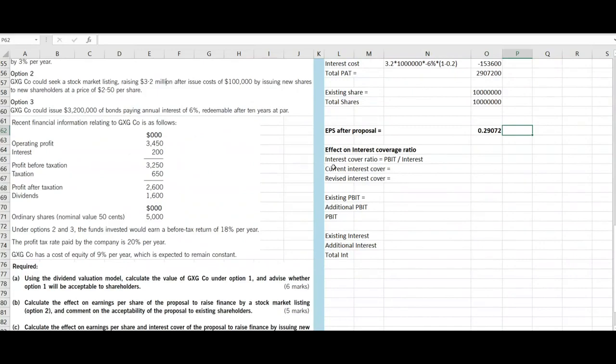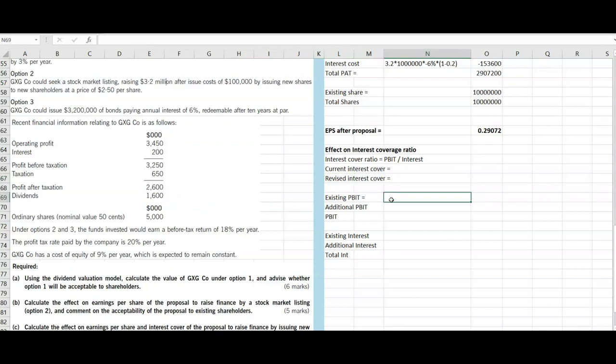So interest coverage ratio is PBIT, profit before interest and tax, divided by interest. So we have to work out the current interest coverage ratio and the revised interest coverage ratio. So we have to do both. So first we have to find out these numbers. So we'll start. So the existing PBIT is this number.